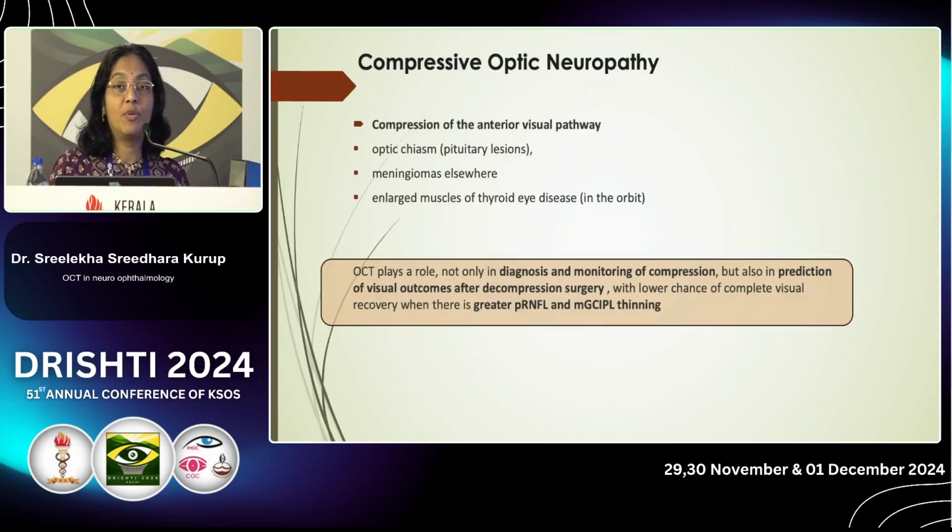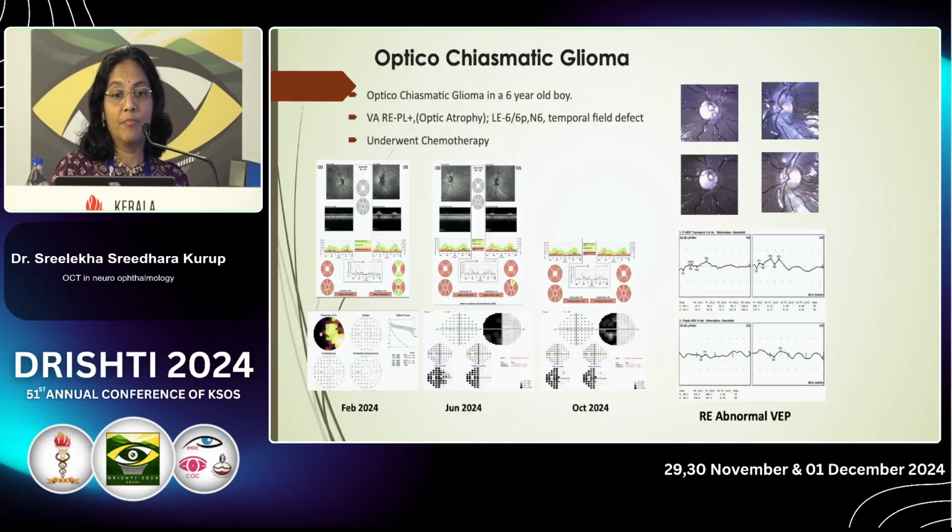In compressive optic neuropathy, OCT helps in diagnosis and monitoring of compression as well as predicting the visual outcomes after decompression surgery. The greater the RNFL and GCL thinning, the poorer the visual outcome.